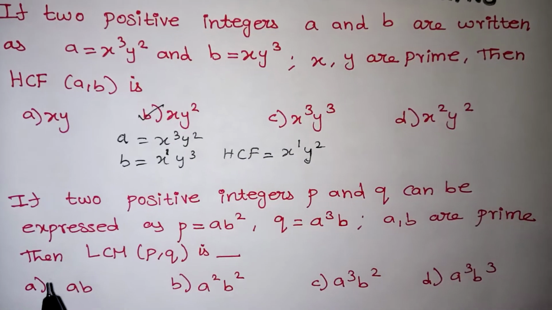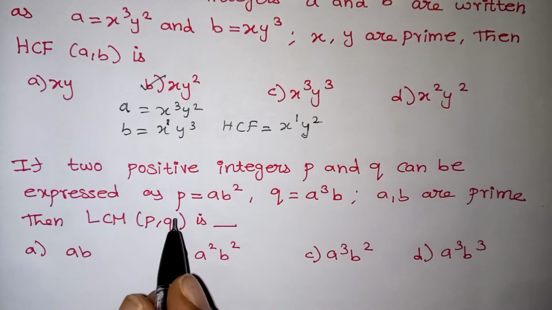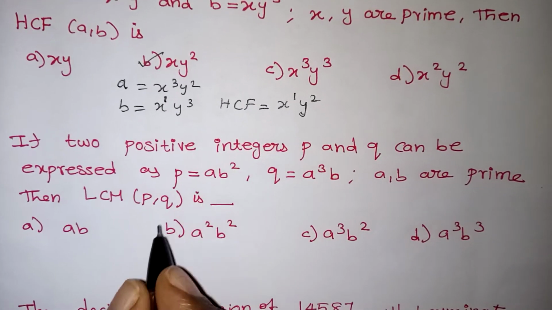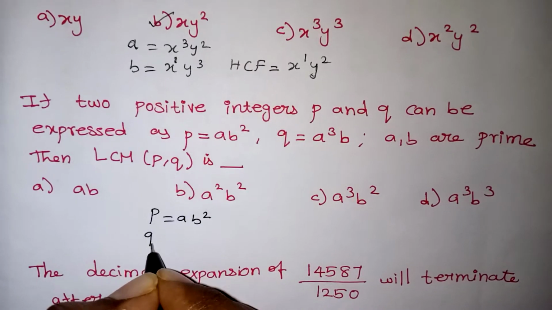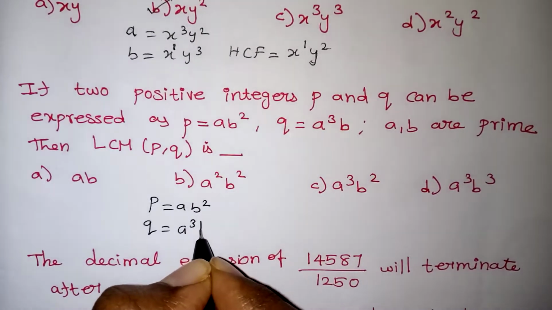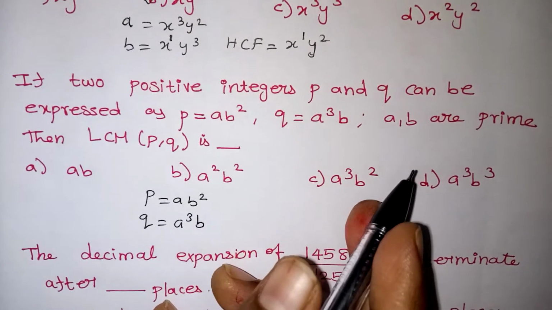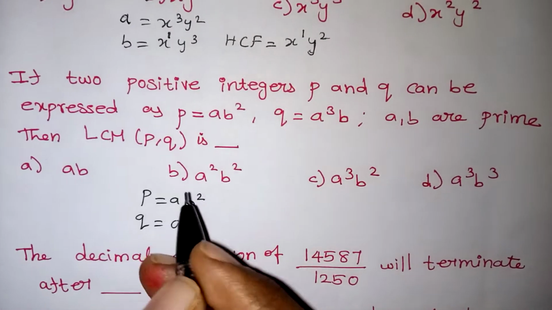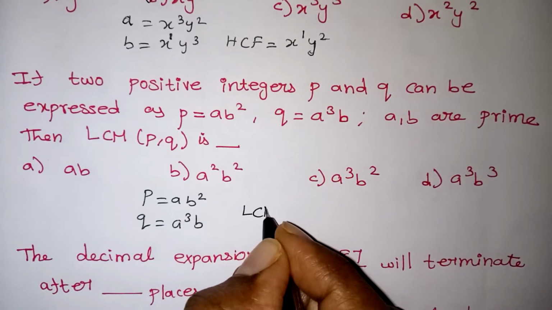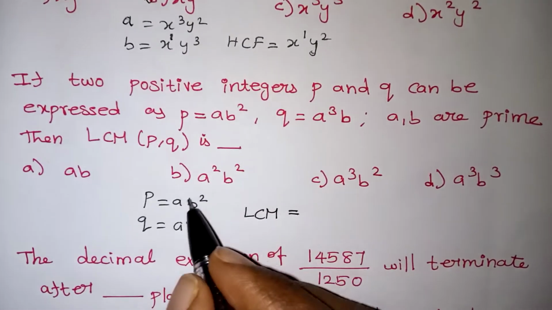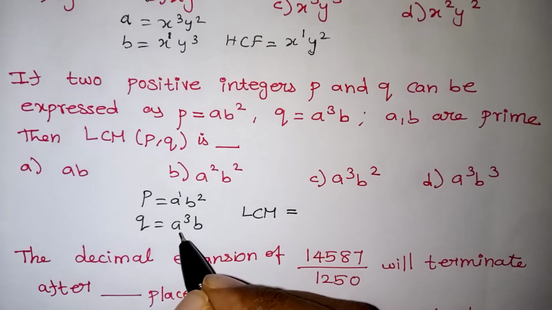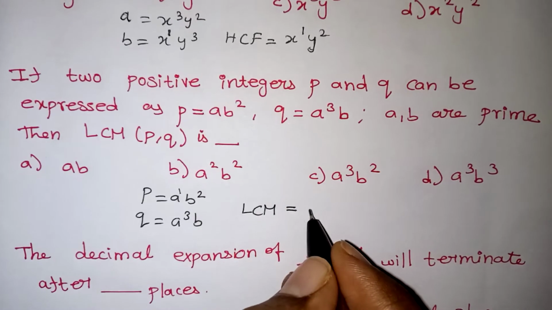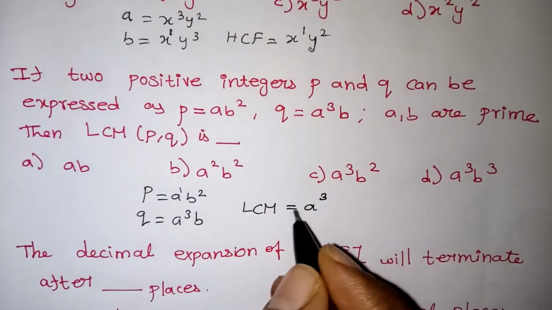Look at the second one. If two positive integers p and q can be expressed as p = ab² and q = a³b, where a and b are prime numbers, find the LCM. LCM means we have to pick up the big one. A power 1, A power 3: which is big in these two? A power 3 is big, so A power 3 will be coming in your answer.